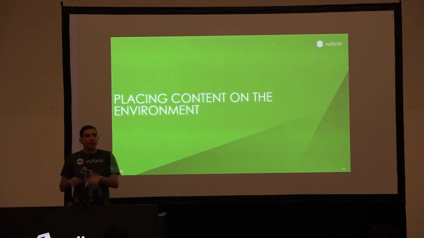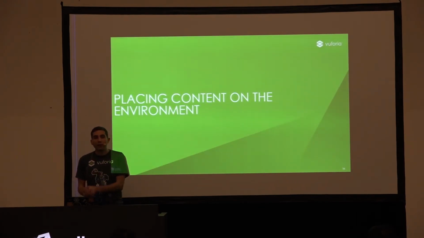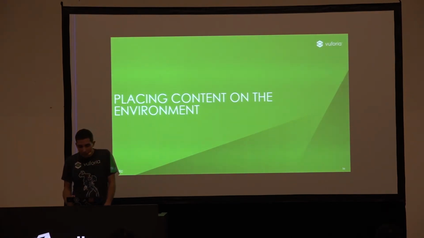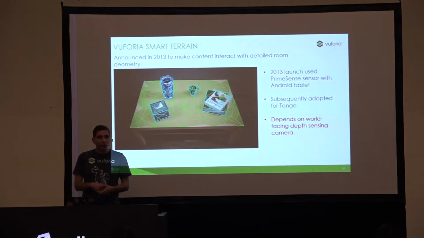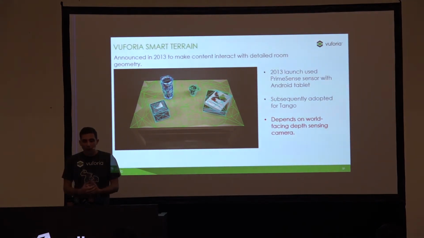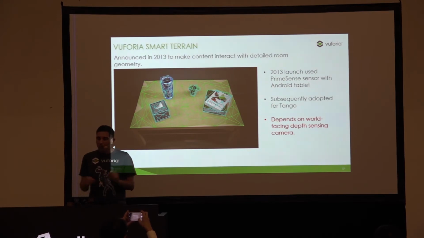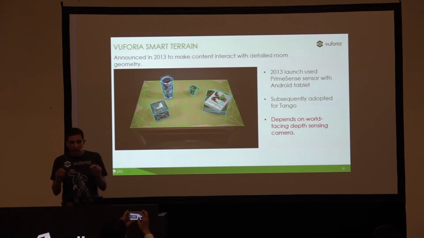Okay, cool. So that's some of the Vuforia features that allow developers to put content onto objects. But now, what about putting content onto the environment? Back in 2013, Vuforia came up with this technology called Smart Terrain, and we used world-facing depth sensing cameras. I think at the time we were using a PrimeSense sensor that was attached to an Android tablet. What's awesome about this kind of technology is that it gives us really rich and detailed information about the environment that we can use inside of our applications.